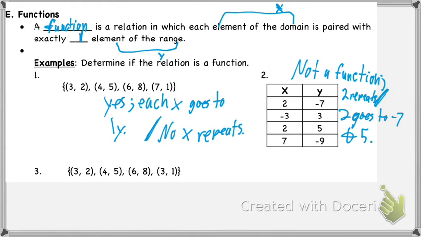Does that clear that up a little bit more on why 1 is a function but 2 is not? Yes. Mason, you still look confused. Well, I don't get it.